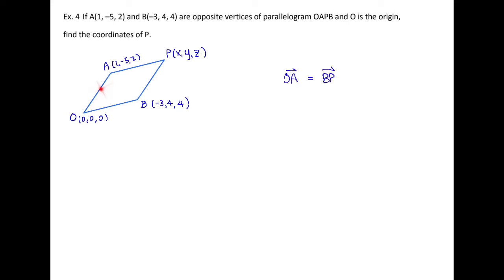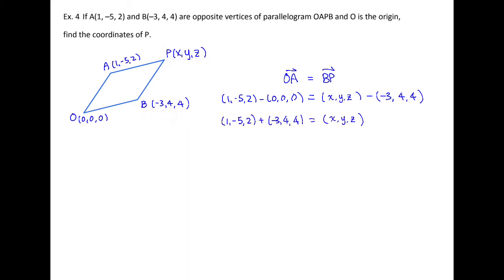As we know, vector OA equals vector BP. So we know vector BP equals OP minus OB. And isolating for x, y, z, we will get negative 2, negative 1, and 6. So we know point P will be at negative 2, negative 1, 6.